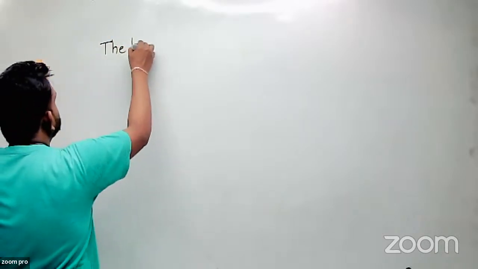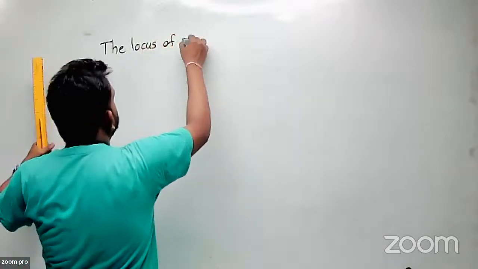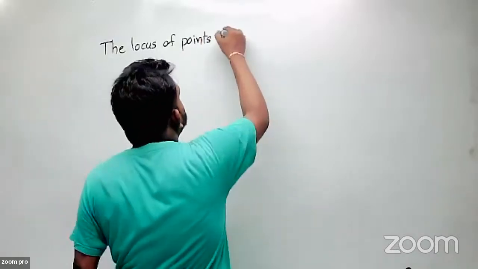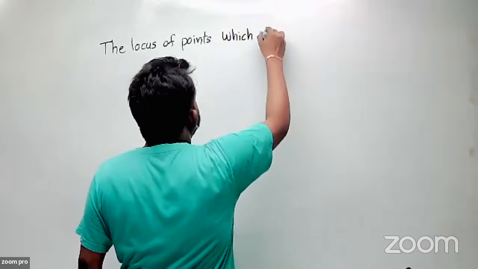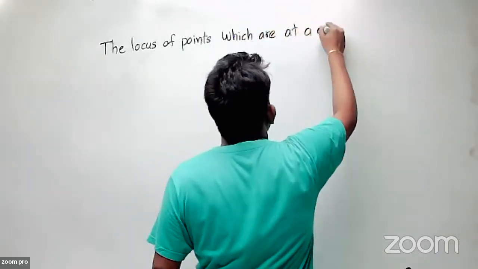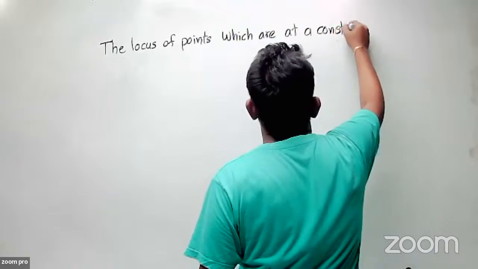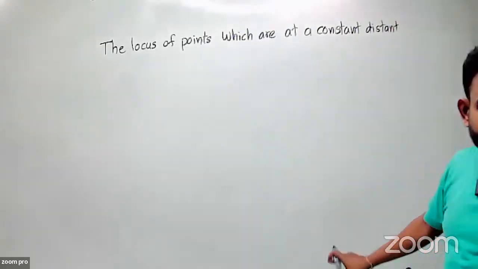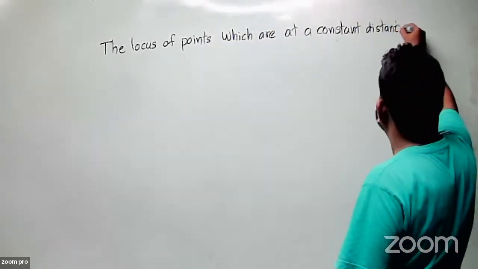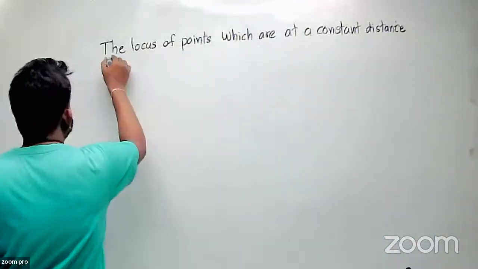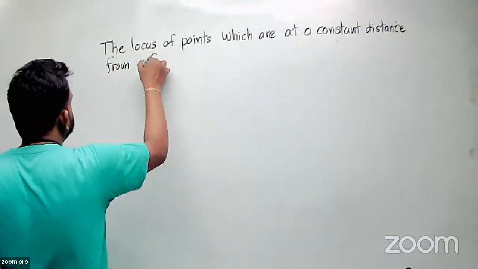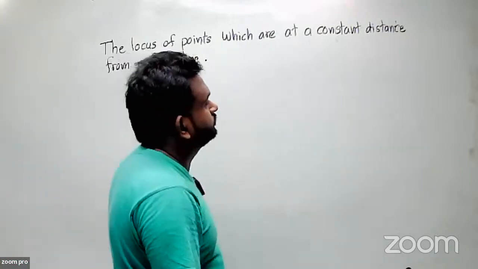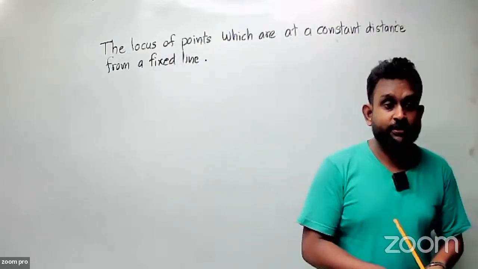the locus of points which are at a constant distance from a fixed line.